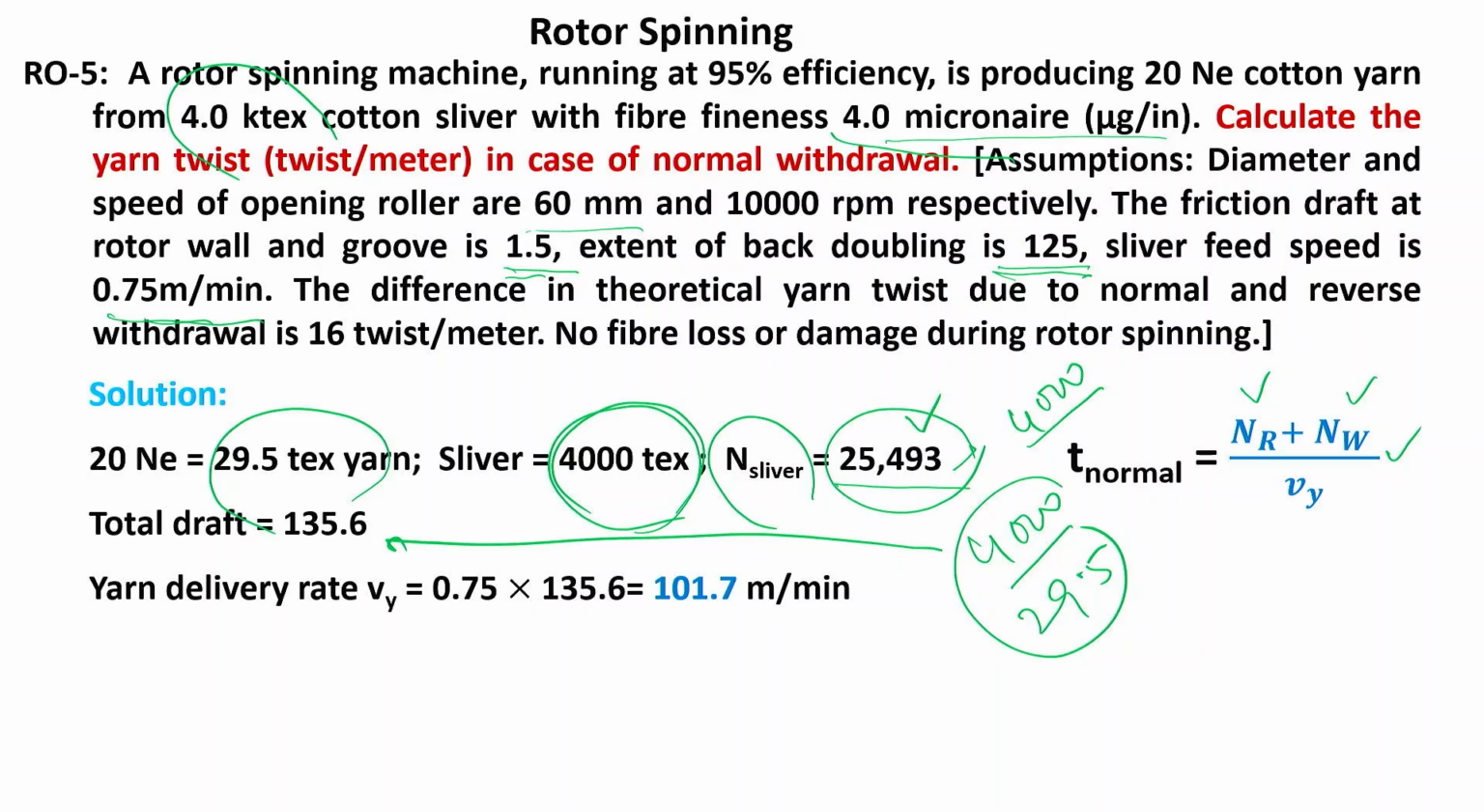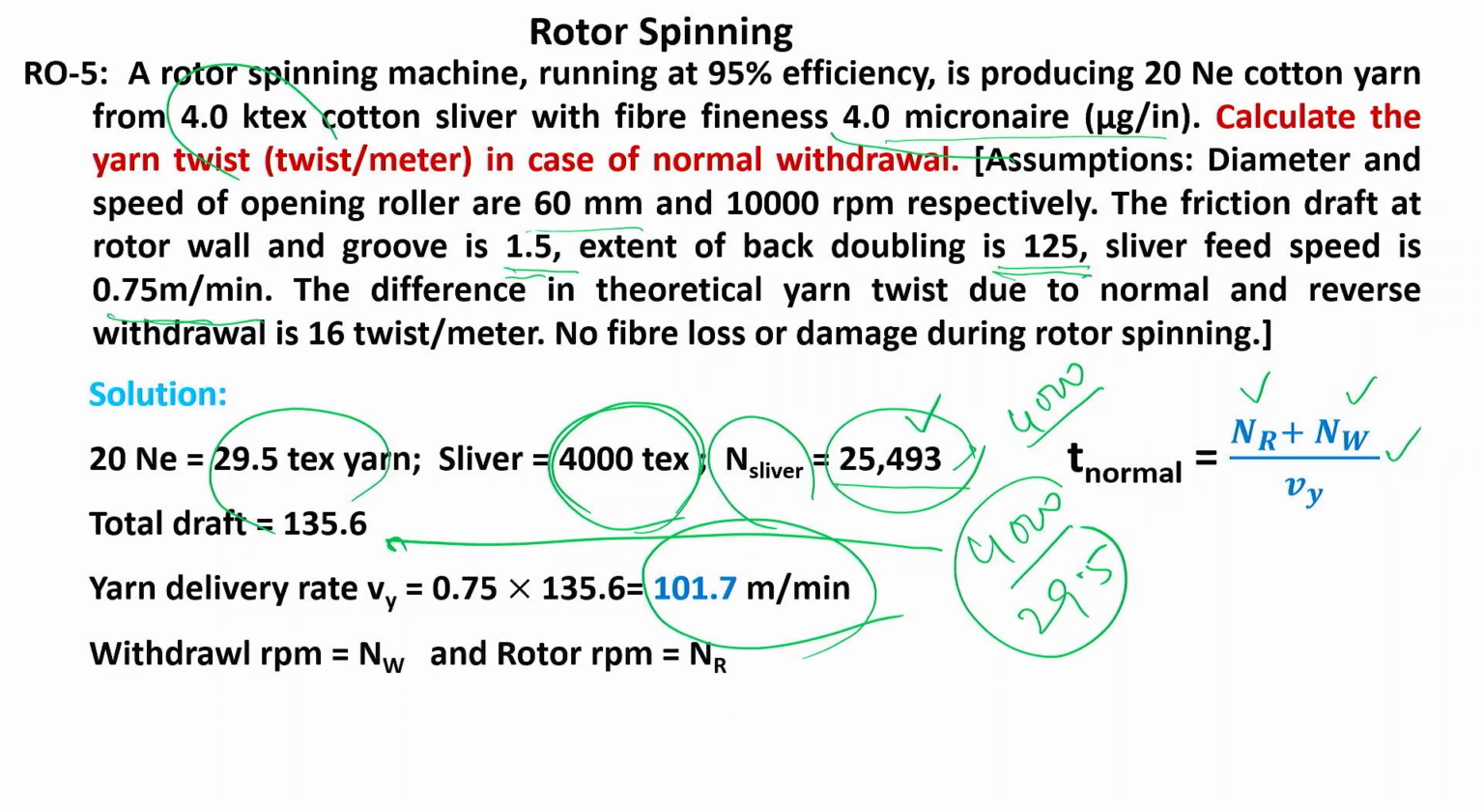So, yarn delivery speed we can calculate, that is 101.7 meter per minute, and withdrawal RPM NW. So, yarn delivery speed we have got. Now, we have to calculate the withdrawal speed and rotor RPM.